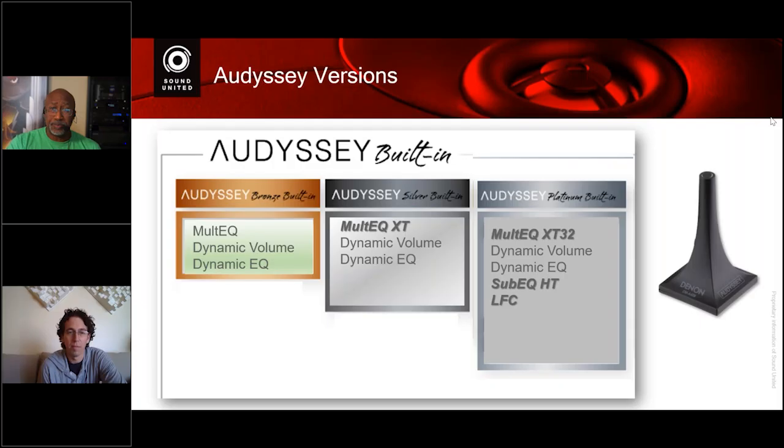So like I said, there are multiple versions of Audyssey that we utilize, depending on the level of receiver you purchase, whether it's Denon or Marantz. And as you move up the line, you get a bigger brain, and with a bigger brain, you get more capabilities, more filters for the equalization, sub EQ, as well as low frequency containment.